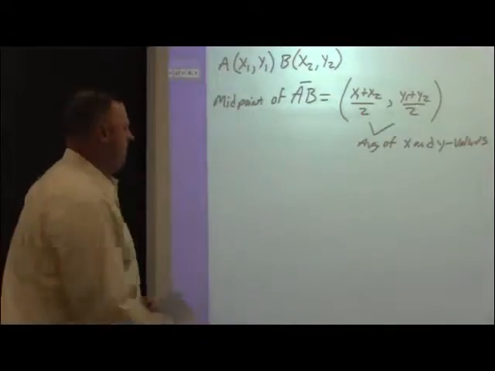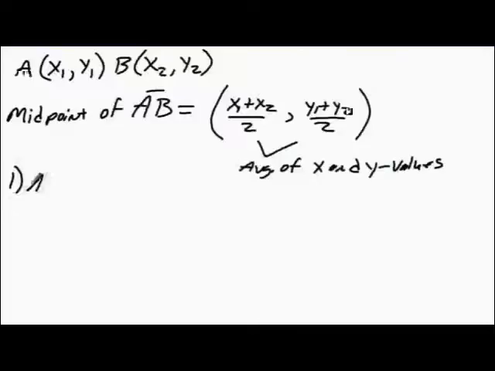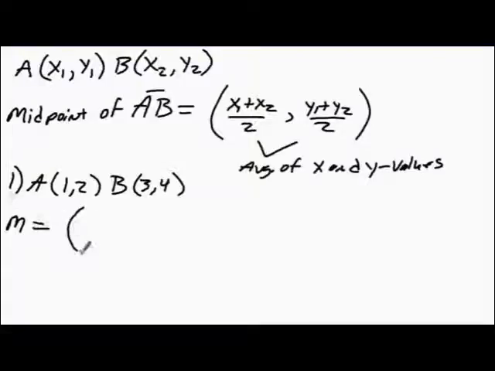So let's take a look at a problem. I'm going to keep the numbers small so you can see where they go. Let's say A is the point 1, 2, and B is the location 3, 4. So if we wanted to find the midpoint, I'll just call that M, that would equal, you're going to take the x coordinates, that's the 1 and the 3, 1 plus 3 divided by 2, averaging them. And then same thing with the y's, that would be 2 plus 4 divided by 2.